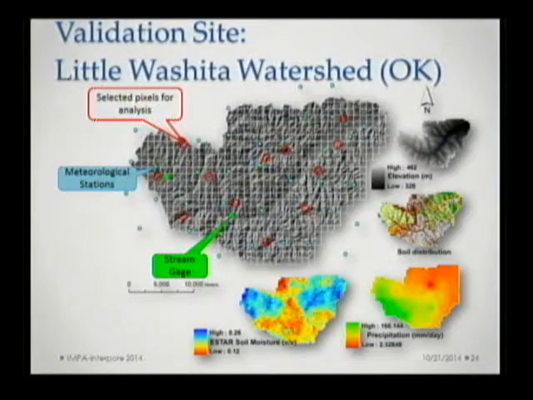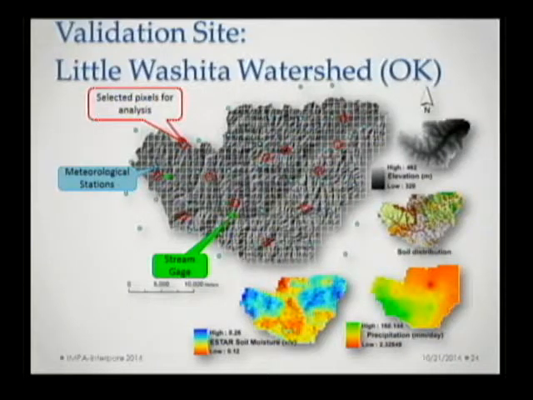It's called the Little Washita Watershed in Oklahoma. It's about 670 square kilometers. So each of these grid cells is 1 kilometer by 1 kilometer. Right? So it's equivalent to the test case that we did earlier. So we had elevation information, soil distribution, we had precipitation patterns, and also we had remote sensing soil moisture at the 1 kilometer scale for a few days in this region. So we can validate our upscaled values.